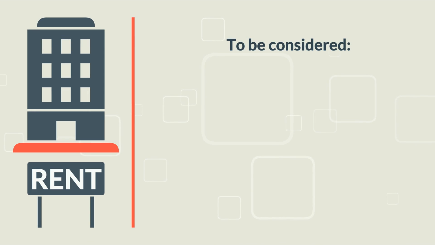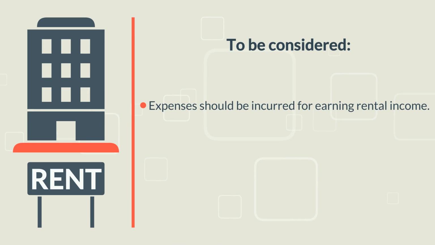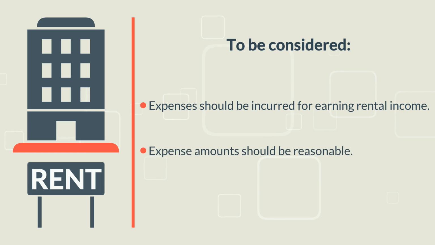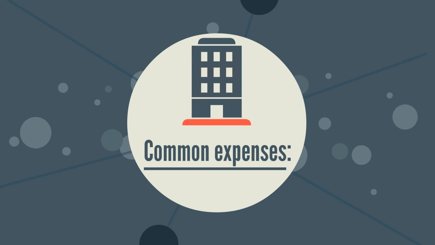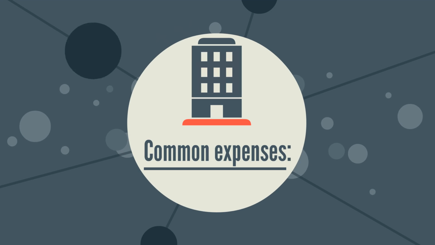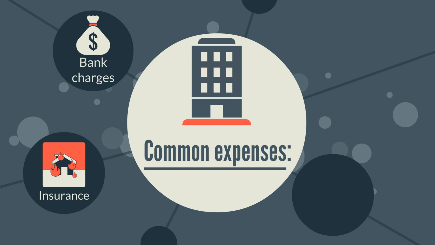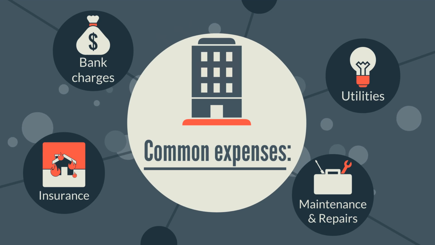Number 2. Calculate expenses. The following criteria must be used when determining which expenses are deductible. Number 1, the expense should be incurred for the purpose of earning rental income. And number 2, the amount of the expense should be reasonable. Now that you know the tax form to complete for your rental property, you must review your expenses to determine what you can deduct from your rental income. The most common expenses that are deductible from rental income are bank charges, insurance, maintenance and repairs, and utilities.